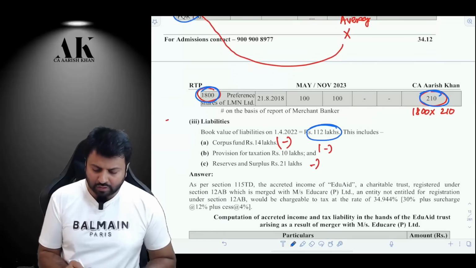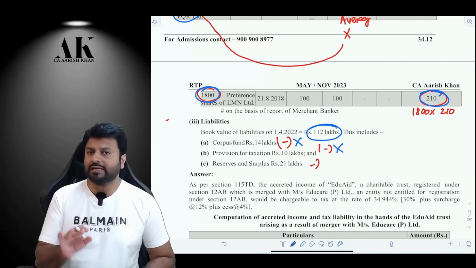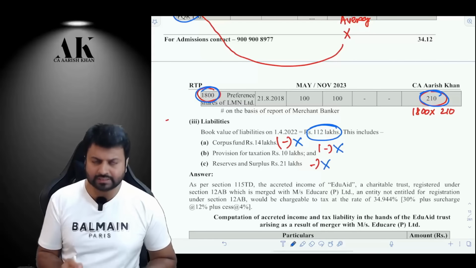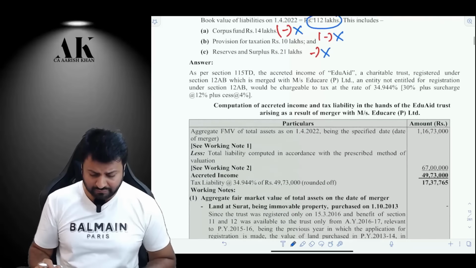And for liabilities, you are going to take the total liabilities, but in that you cannot take corpus fund, you cannot take provision for tax, as we have seen in the previous question also. You cannot take reserves and surplus. All these things are not part of liability for the purpose of computation of accreted income.